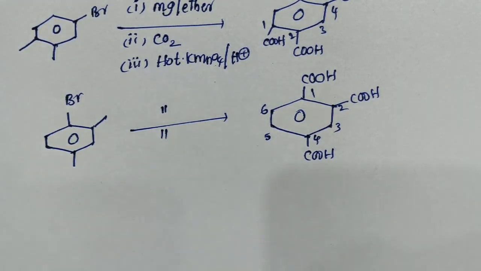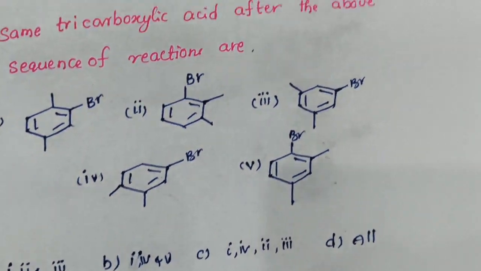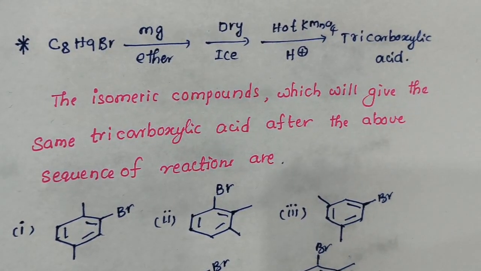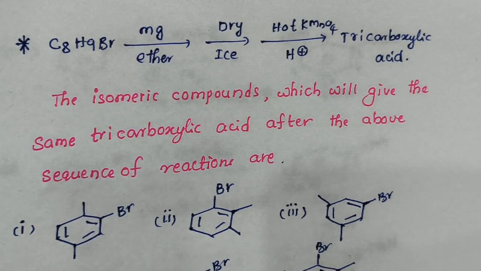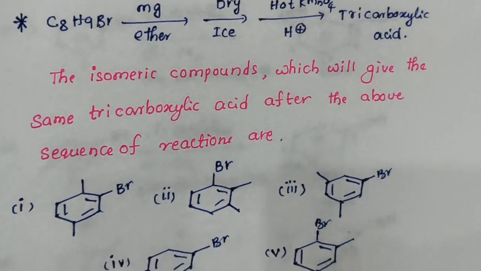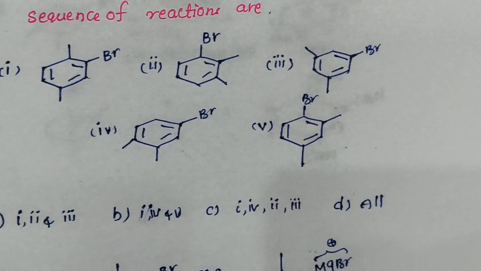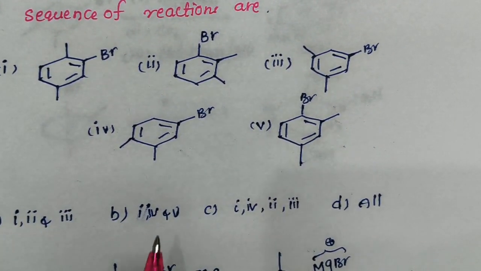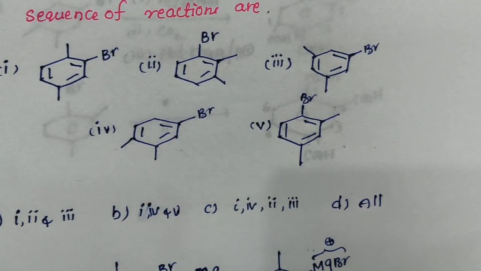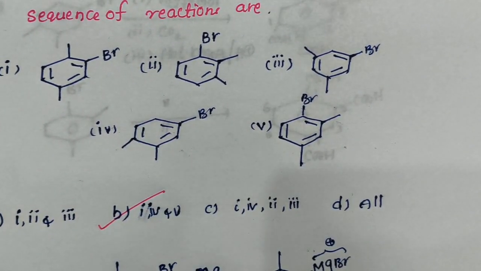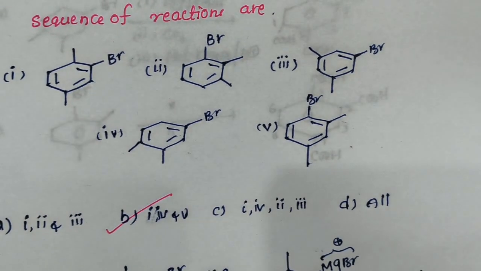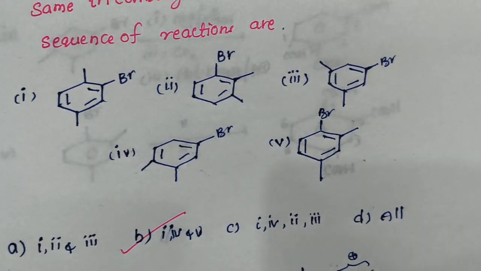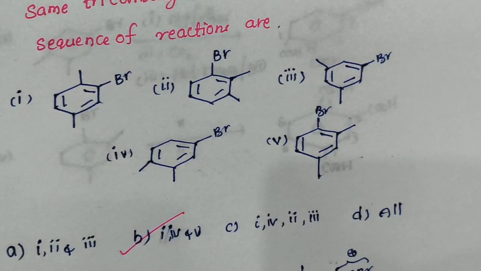So what is the question here, what did he ask now? So look here, all of you. The isomeric compounds which will give the same tricarboxylic acid after the above sequence of reactions. So which ones did we get here, the same products means the first option, fourth option and fifth. So the answer is B, first one, fourth one and fifth one. So these are the options we got, the same type of isomeric carboxylic acids.